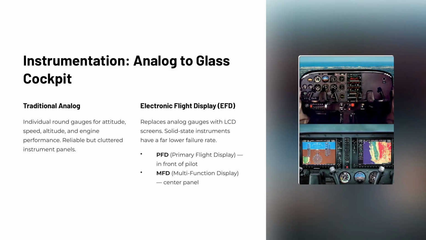Directly in front of the pilot is the primary flight display, or PFD, which consolidates the most critical flight information, attitude, airspeed, altitude, and navigation, into a single integrated screen. In the center of the panel sits the multi-function display, or MFD, which can show moving maps, weather, traffic, engine data, and much more. Together, these displays give pilots a cleaner, more intuitive picture of the aircraft's state, reducing workload and improving situational awareness.